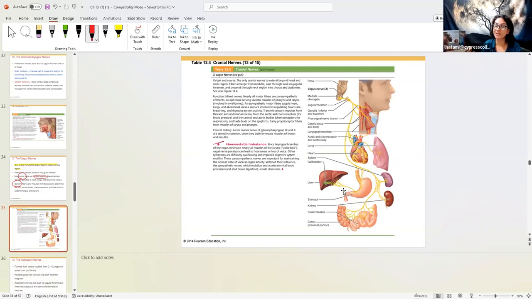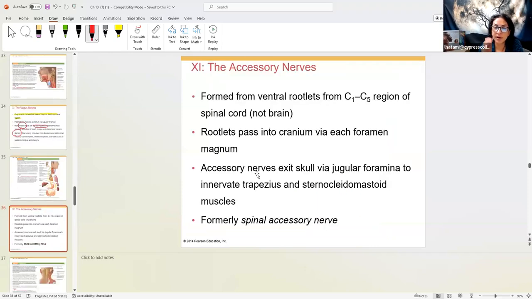It's going to carry their sensory information from these internal organs to the brain. And as their parasympathetic fibers, they're going to send signals from the brain to the cardiac muscle or smooth muscle found in these organs, or to the glands like the liver gland. Okay, that's about cranial nerve number 10, or vagus.